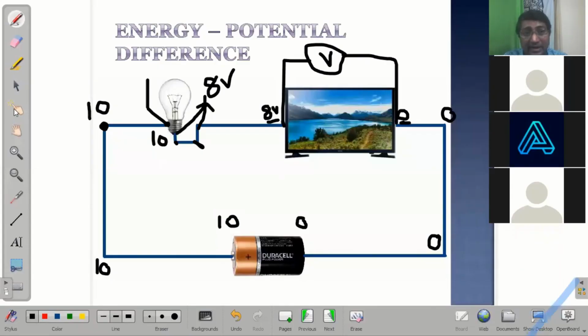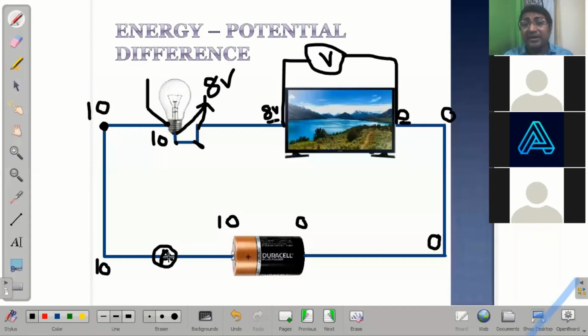Why does it need to be connected in parallel? It's very simple, because you're trying to measure the energy difference between these 2 points. If you want to find the difference between these 2 points, it needs to be connected at those 2 points, and such a connection is called parallel connection. But when it comes to electricity, now let's say I want to connect this ammeter, guys. Ammeter is an instrument that is used to measure electric current.